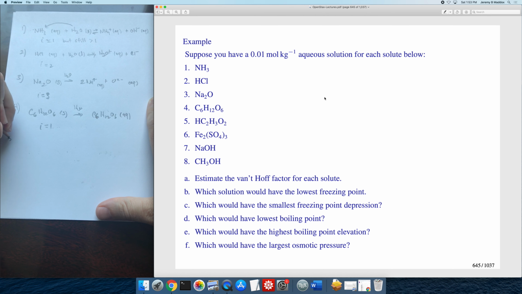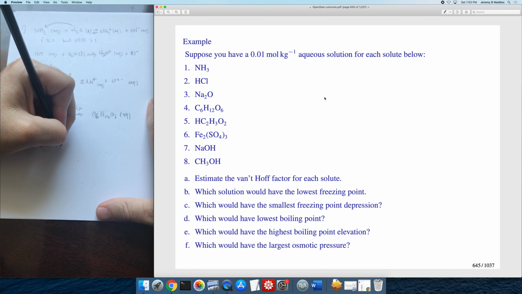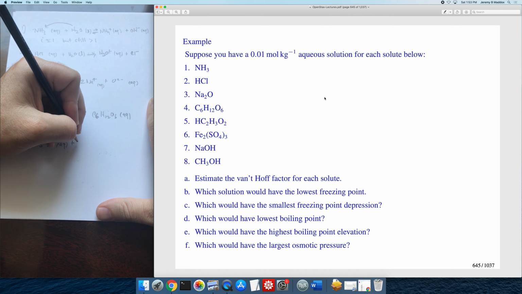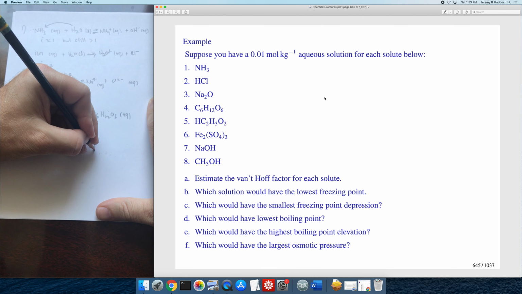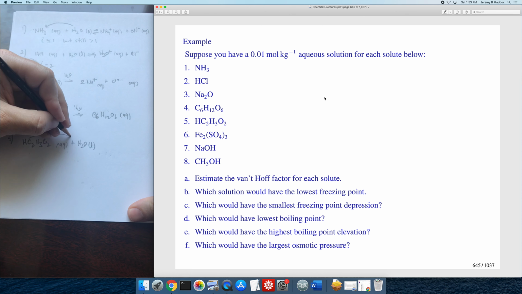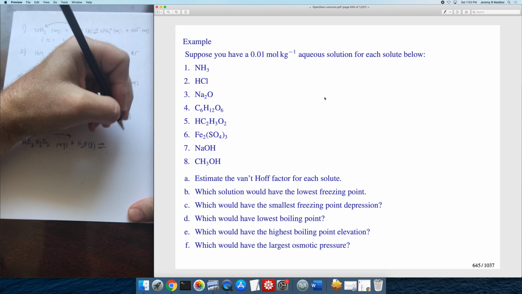For 5, this is acetic acid. We've looked at this before already. It is not a bad idea for you to memorize this reaction. Acetic acid is the quintessential example of a weak acid.